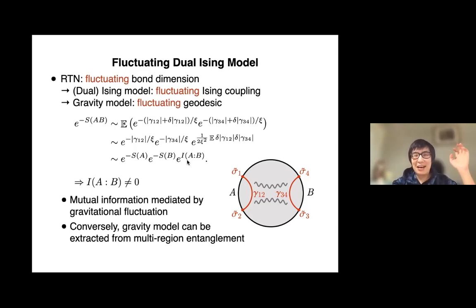But for today's talk, I'm going to only talk about machine learning. Thanks for the question. So that's the idea, that mutual information can be mediated by gravitational fluctuations. Conversely, it is in principle possible to extract what kind of gravitational model is underlying from multi-region entanglement data.